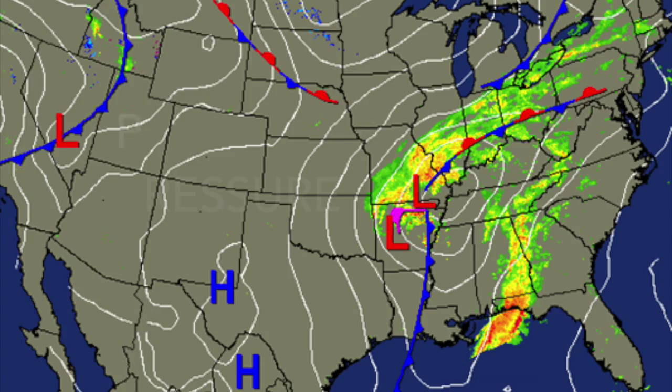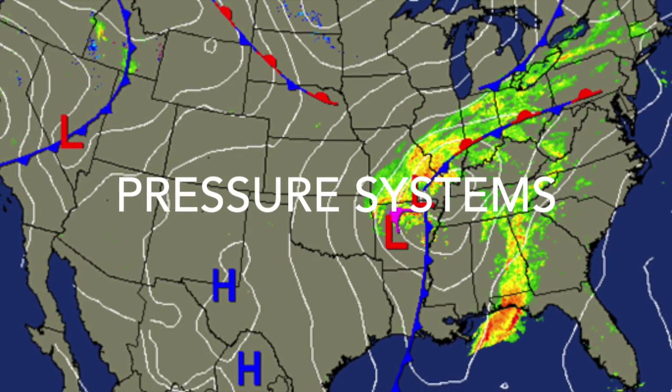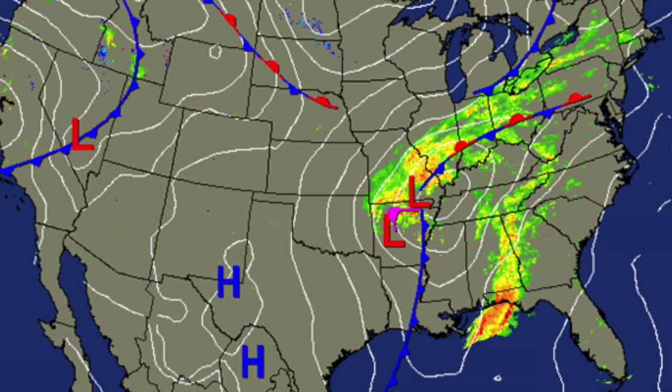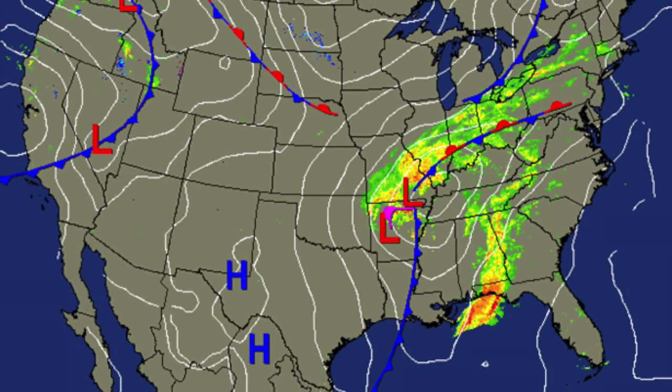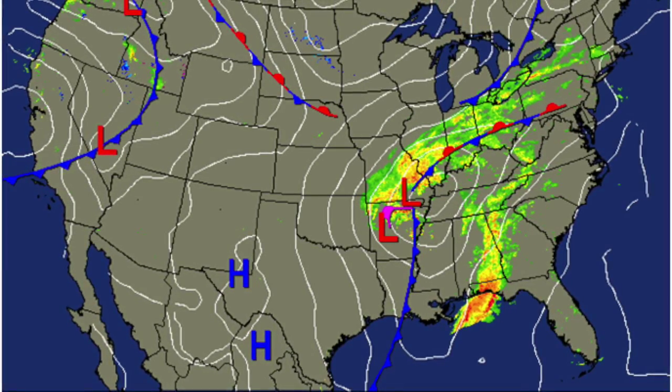In this presentation, we're going to be learning about what affects our daily weather, such as pressure systems, cold fronts, and warm fronts. Knowing about atmospheric pressure systems is essential to understanding how weather works. There are two main types of pressure systems: low pressure systems and high pressure systems.